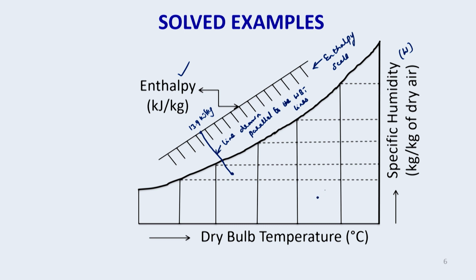Suppose this is state point 1, and this is state point 2. From here, draw a line parallel to the wet bulb temperature line. So this line also should be parallel to the wet bulb temperature line. So this is the enthalpy scale.